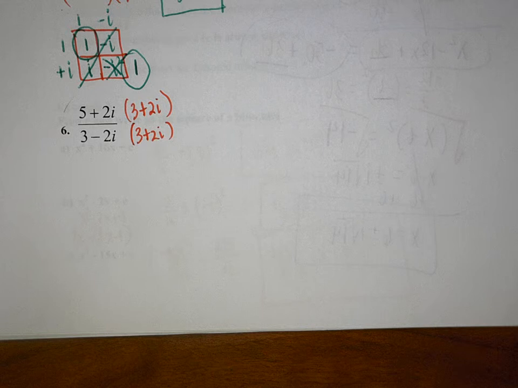Did the i's cancel out on the denominator? That's what should always happen. The i should always cancel out in the denominator. Oh, okay, I did it right. They're not going to cancel out in the top though. So when you get your answer, raise your hand and I'll come around and check.